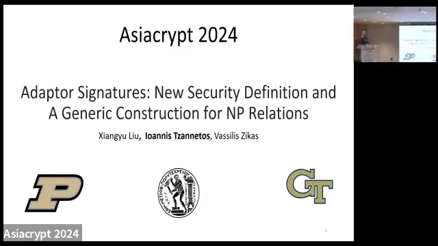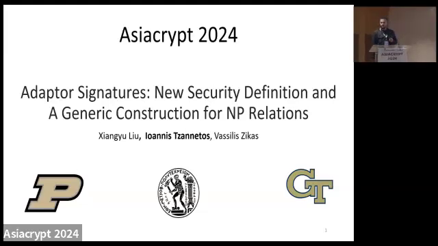Can you hear me? Okay. Good morning. I'm very grateful for the opportunity to present at this great venue. My name is Ioannis Zanetos, and I'm here to present our work, Adapter Signatures: New Security Definition and a Generic Construction for NP Relations. This is joint work with Duong-Hieu, affiliated with Purdue University and Georgia Tech, Vassilis Zikas at Georgia Tech, and me at Purdue University and National Technical University of Athens.